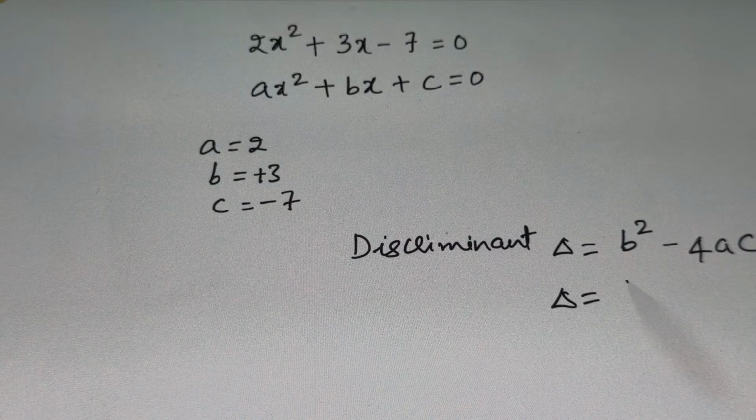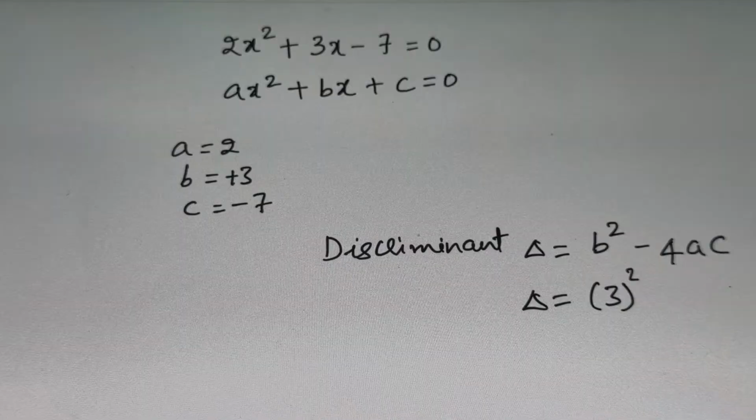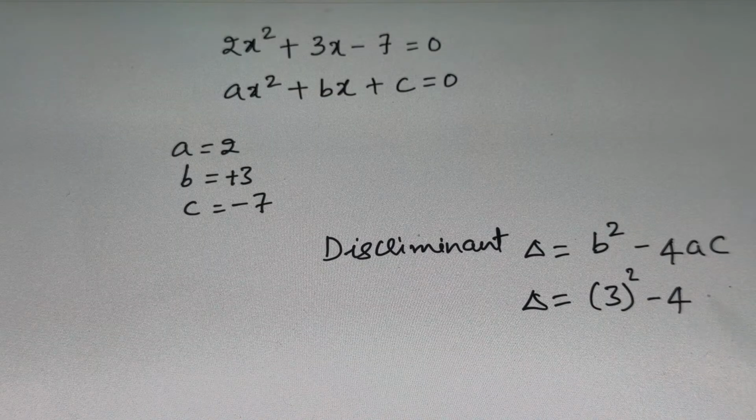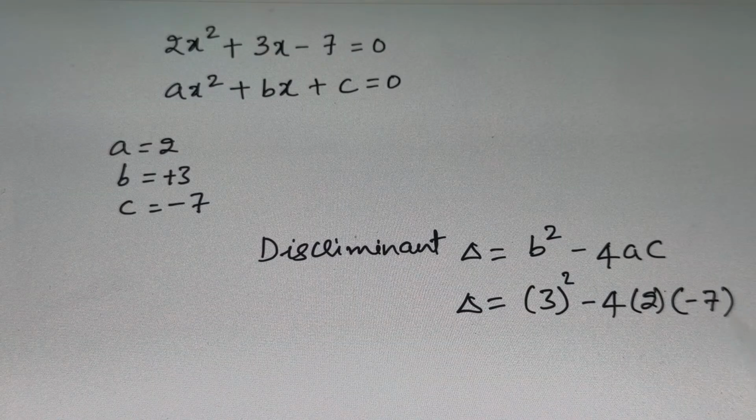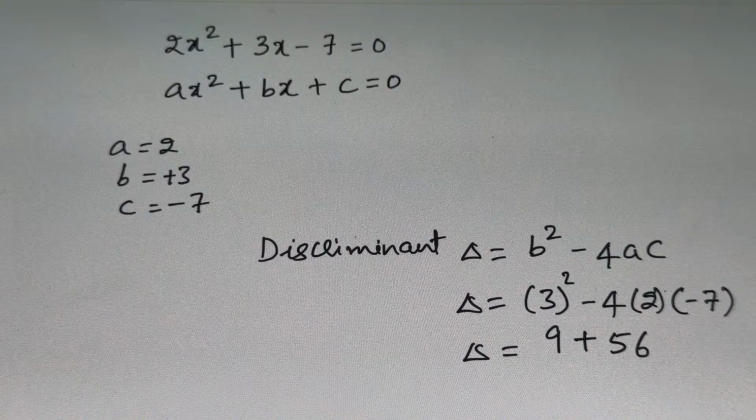So delta is equal to, substituting the values, b is 3, minus 4 into a, we have 2, and c is minus 7. So delta is equal to 3 square is 9. So minus into minus we get plus. 4 twos are 8, 7 eights are 56. So therefore delta is equal to 56 plus 9, which is 65.